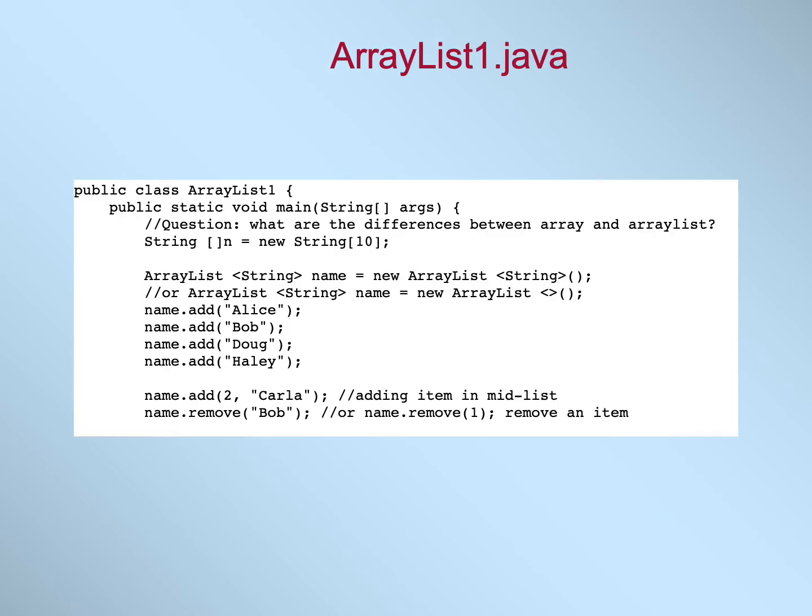On your online learning, I have shared this code that is called ArrayList1.java. So in this code, you can see that I have created the ArrayList of type String, and I have added Alice, Bob, Doug, and Haley. And then I would add Carla at index number 2. So you can try and run this code and print out what would be the output of it once you have used add Carla at index number 2.